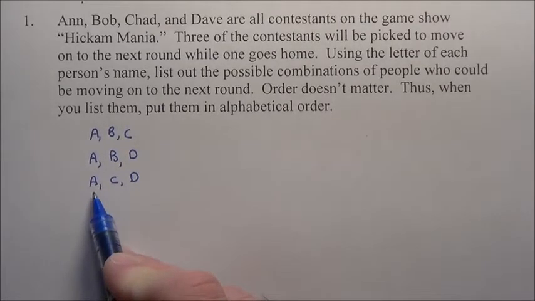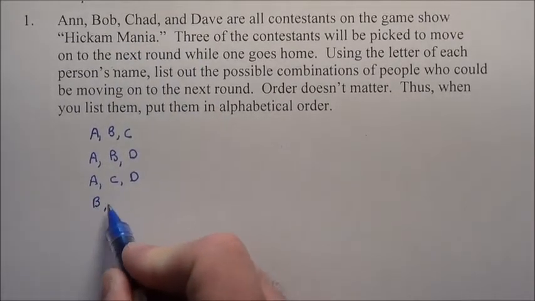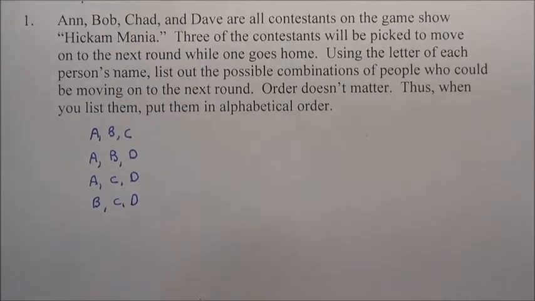Now I could deal with one more situation where I don't have Ann going, but I have Bob going on, Chad going on, and Dave. So that'd be Bob, Chad, and Dave. Notice there's no more possibilities.